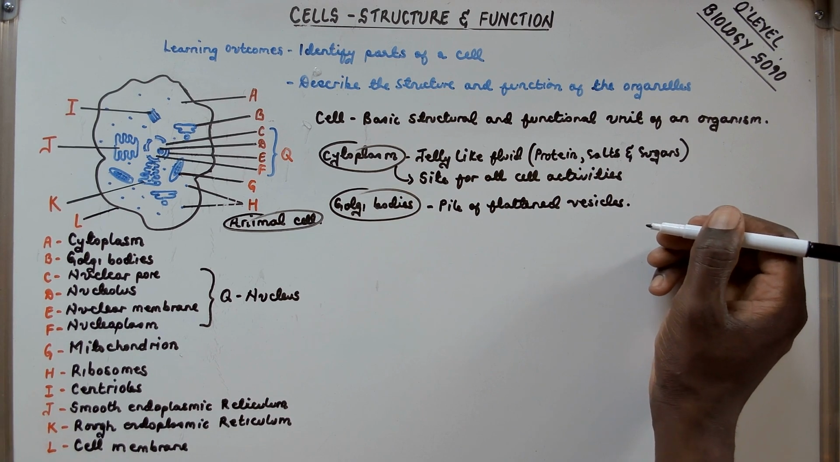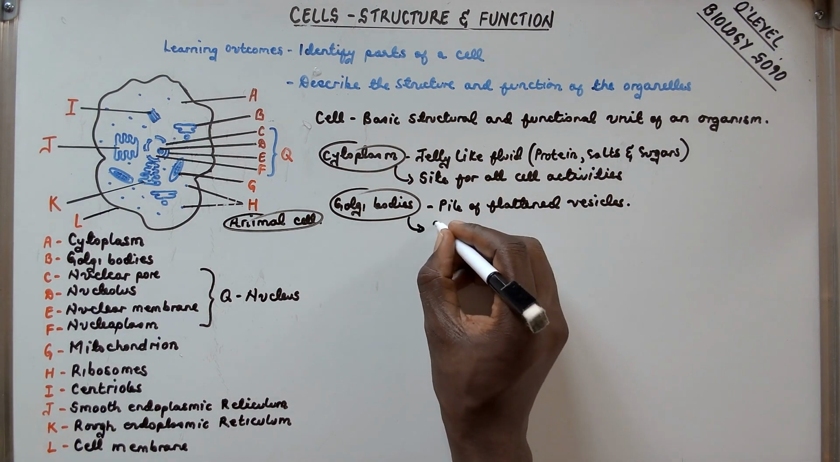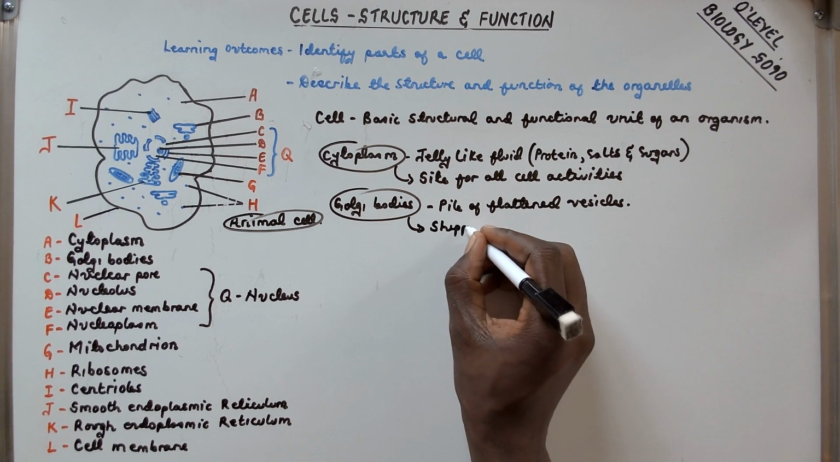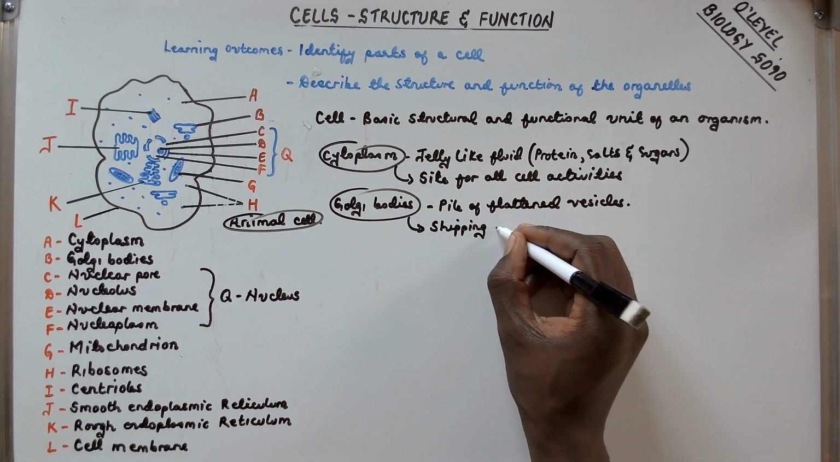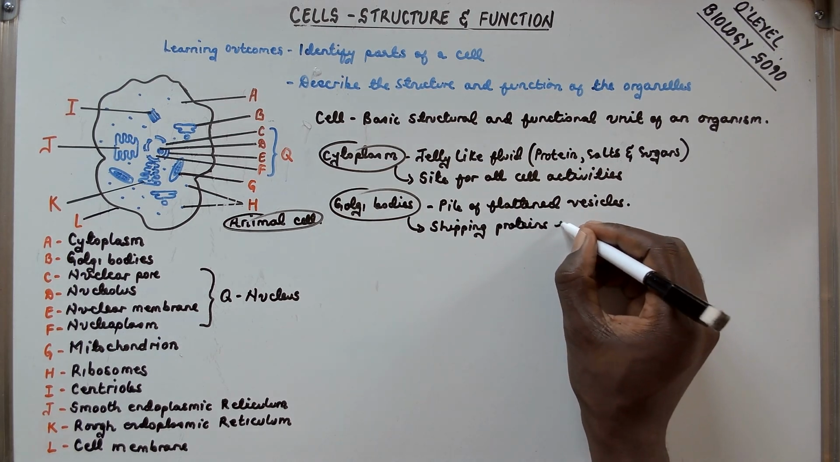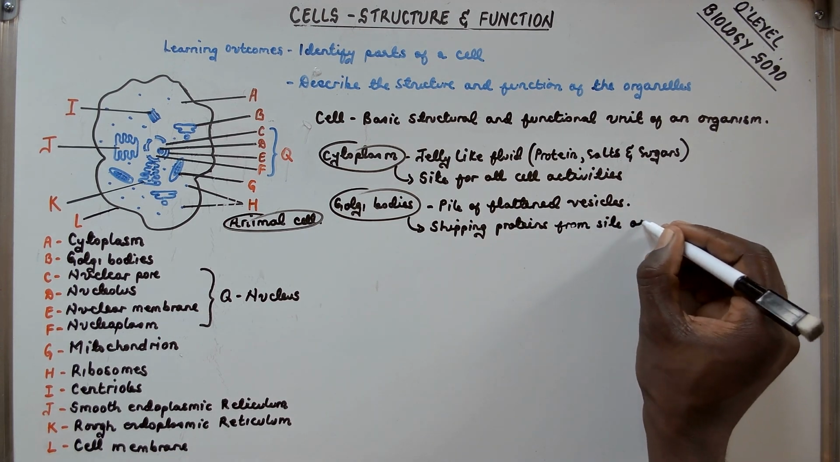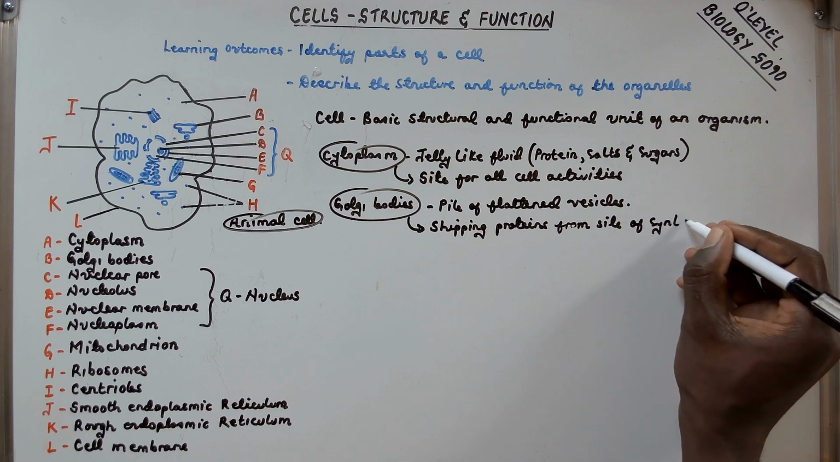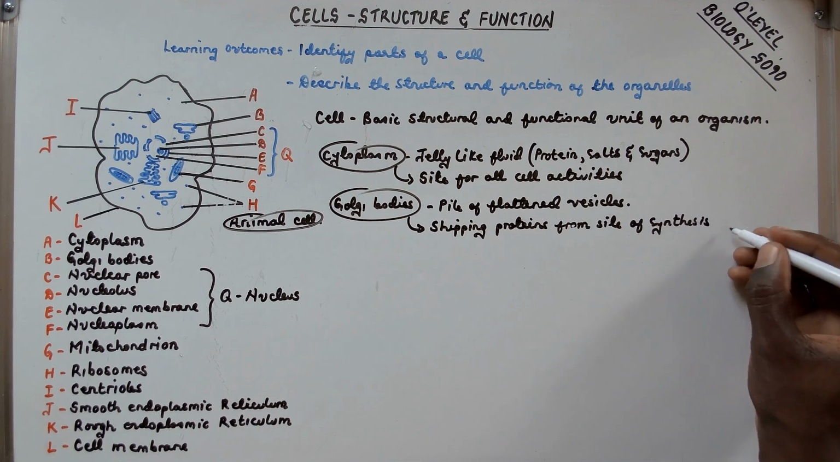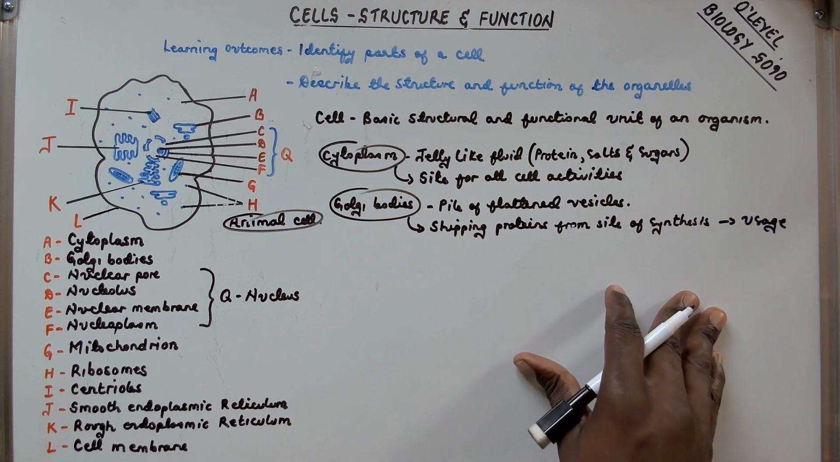Now, what is its main function? The Golgi body is responsible for shipping proteins from the site of synthesis to the site of usage. Not only does it ship proteins, but it also plays a role in shipping lipids, but mostly it's proteins.